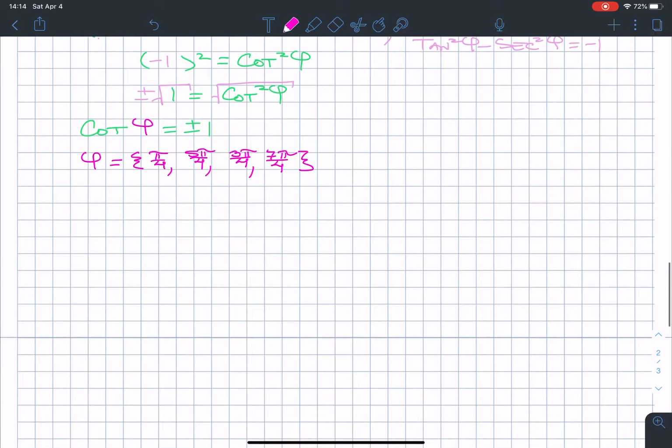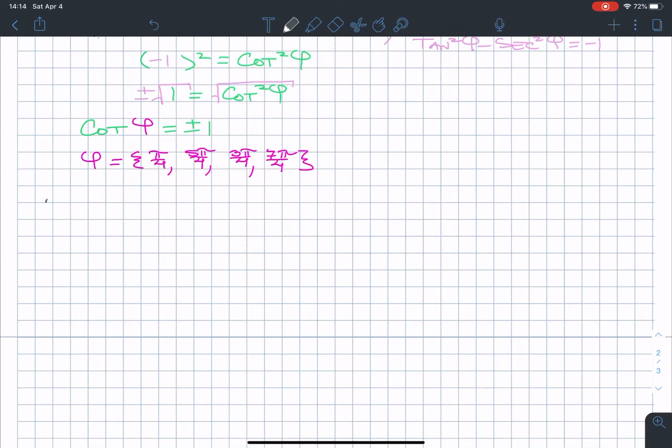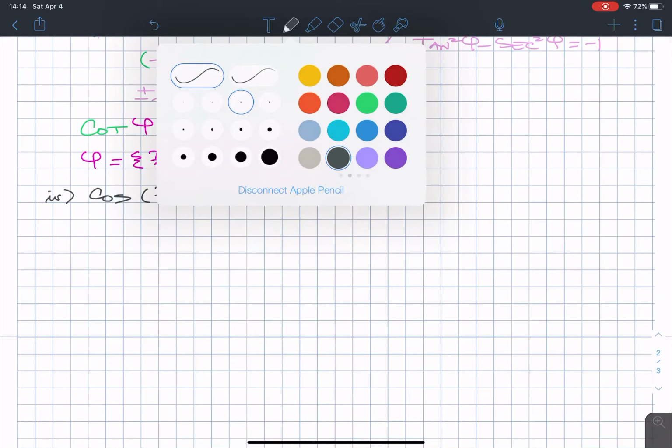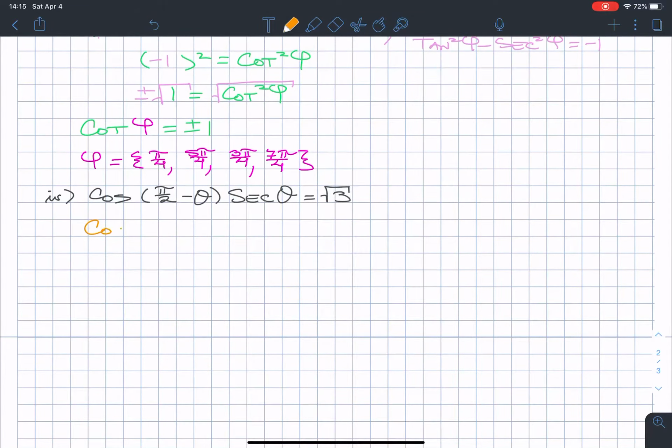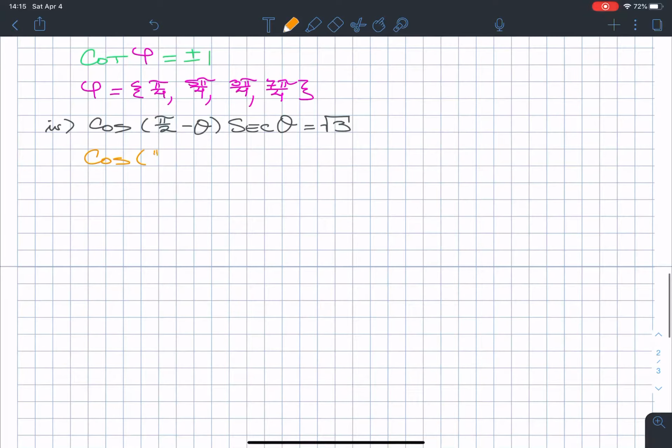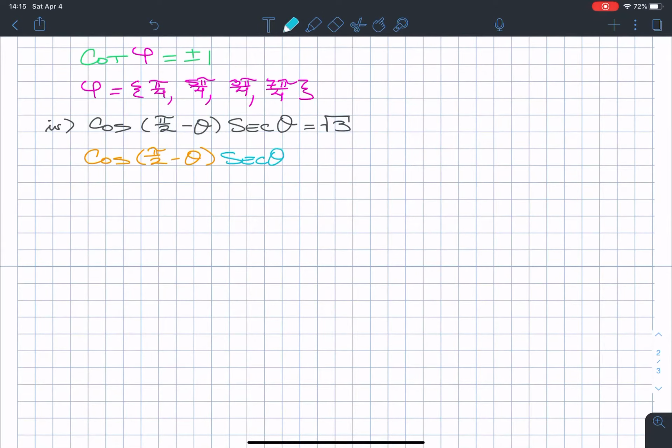Okay, so how about one more for good measure? So number 4, let's do cosine of the quantity pi over 2 minus theta times secant of theta is equal to the square root of 3. Okay, so rewriting this, we have cosine of pi over 2 minus theta times secant of theta is equal to the square root of 3.